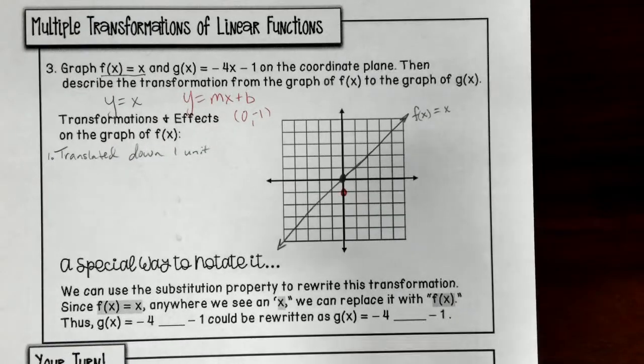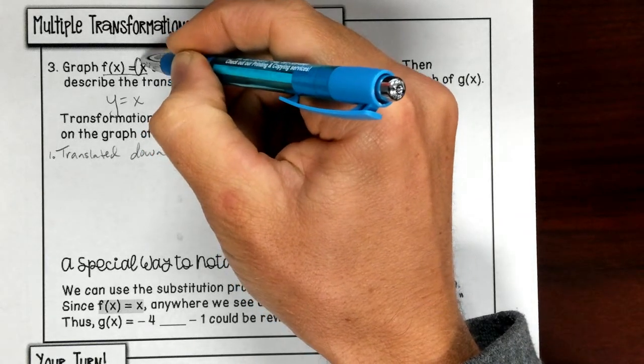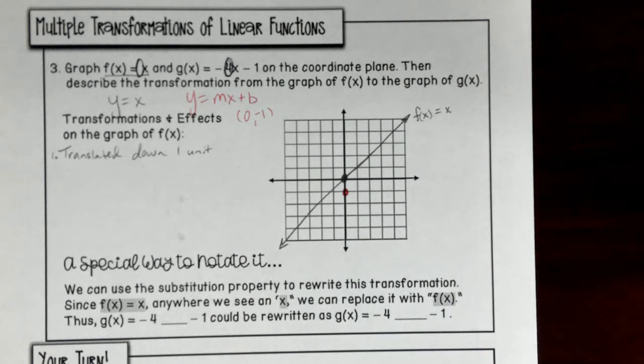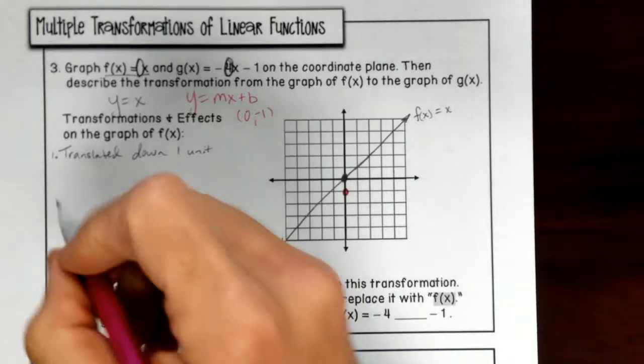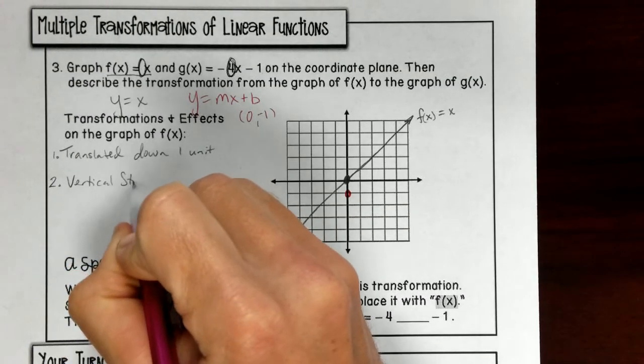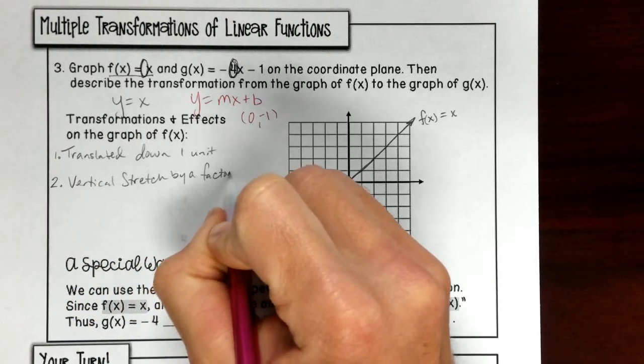My slope, okay, I'm looking at my slope, went from a 1 to a 4. Okay, it went from a 1 to a 4. So Ryan, is that 4, is it bigger than 1 or less than 1? Okay, so if it's bigger than 1, we call that a vertical stretch or a vertical compression. So I know that my second transformation is a vertical stretch by a factor of what? Fantastic.